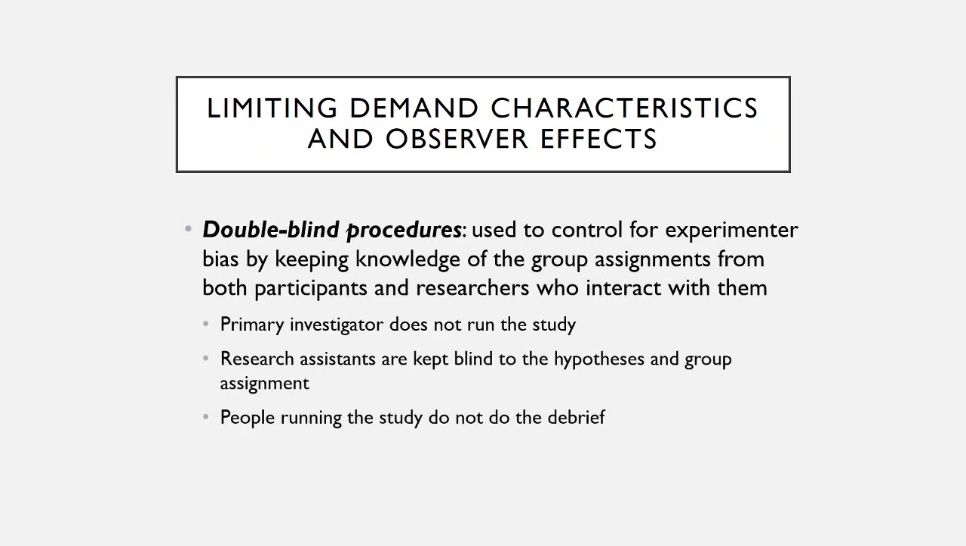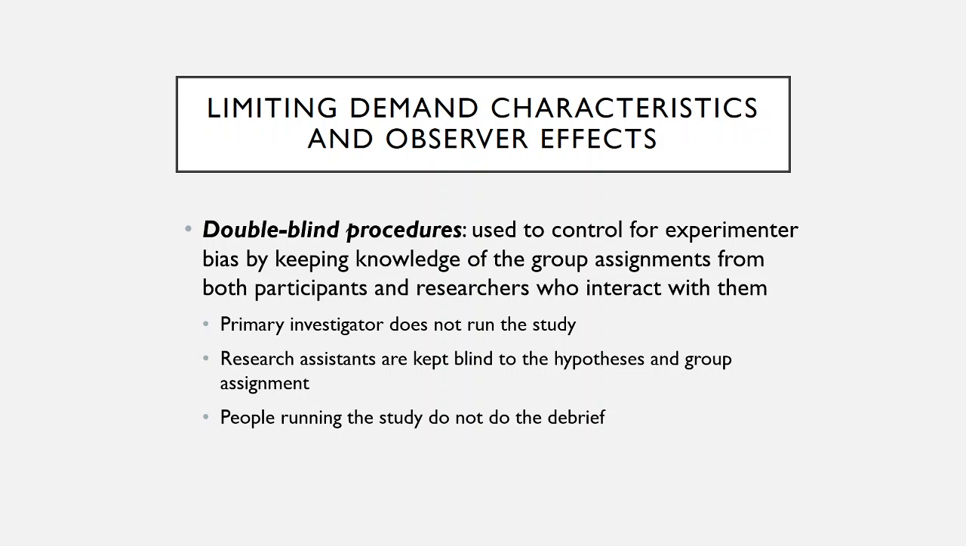If you want to limit both demand characteristics and observer effects, right, demand characteristics are typically going to come from your participants and observer effects are going to come from your research assistants. Double blind is meant to reduce both. So double blind is when both the participants and the experimenters collecting the data are unaware of the group assignment.